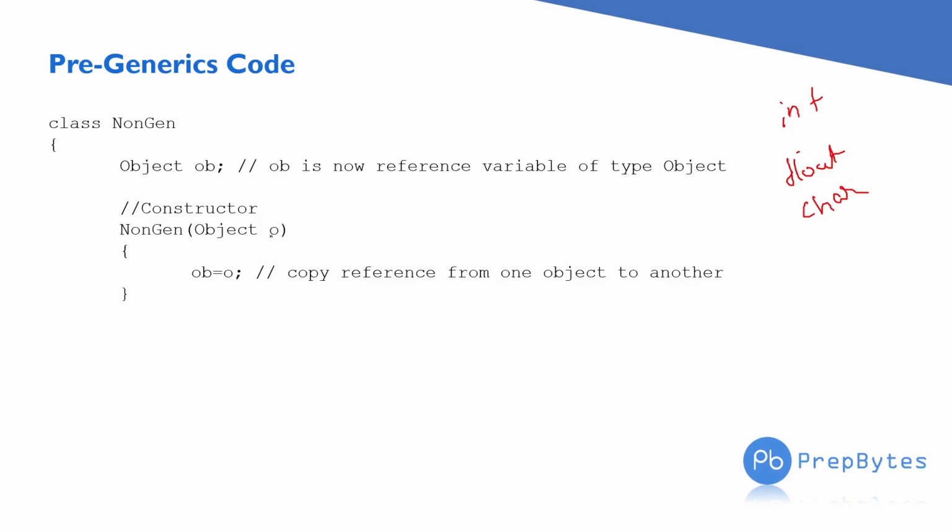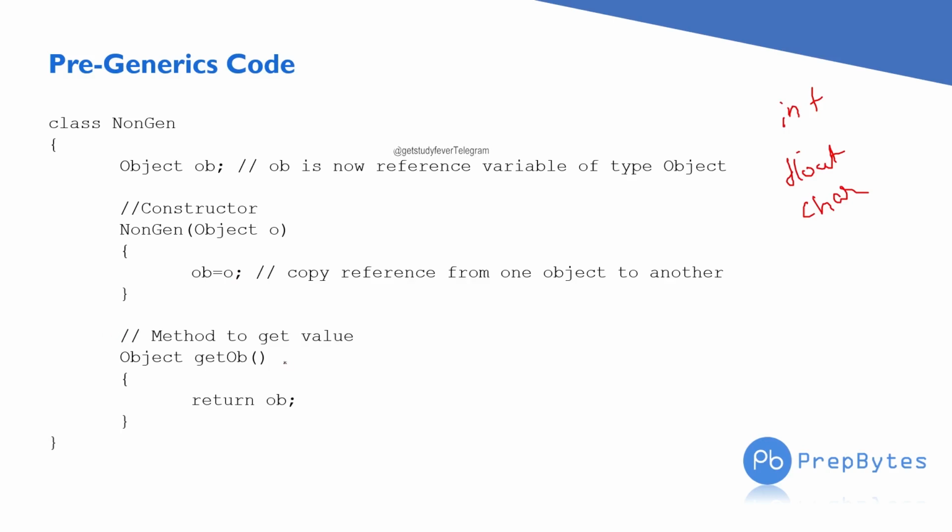Again, we have an object of my type now, the data type, that is the class name, and its reference variable O. After that, what will happen? I will copy the reference from this O to OB. Whenever a reference variable is set equal to a reference variable, the object is not copied but the reference is copied.